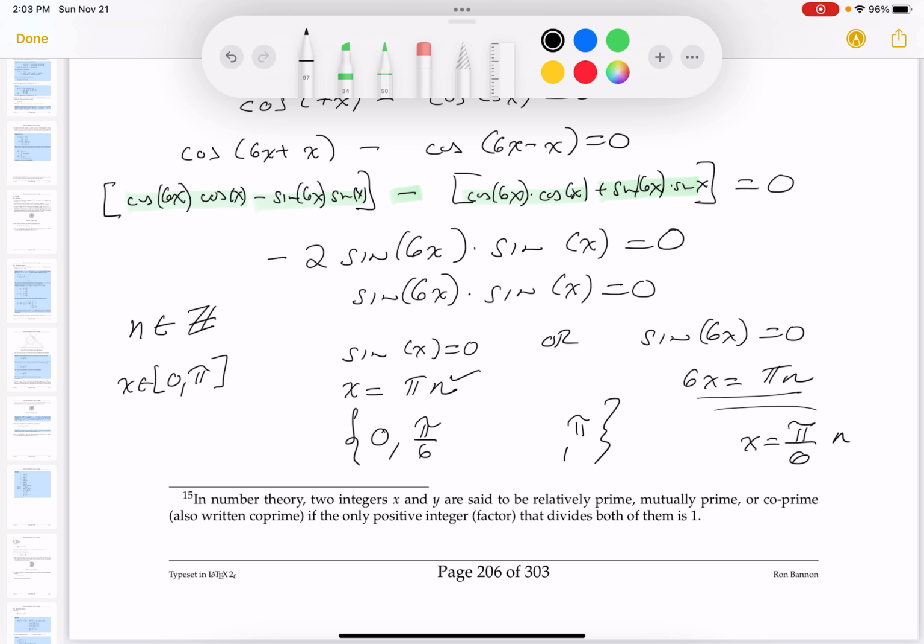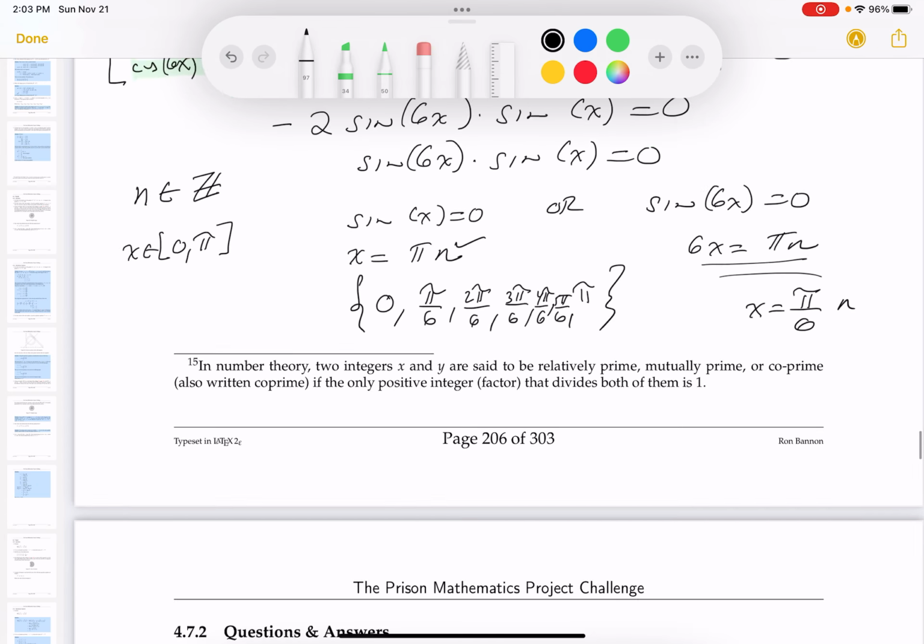I'm going to go to n is 2, so we're going to get 2 pi over 6. And then I'm going to go to 3. That's 3 pi over 6. I'll clean this up later. Then 4 pi over 6, and then 5 pi over 6, and then 6 pi over 6, which is just pi.